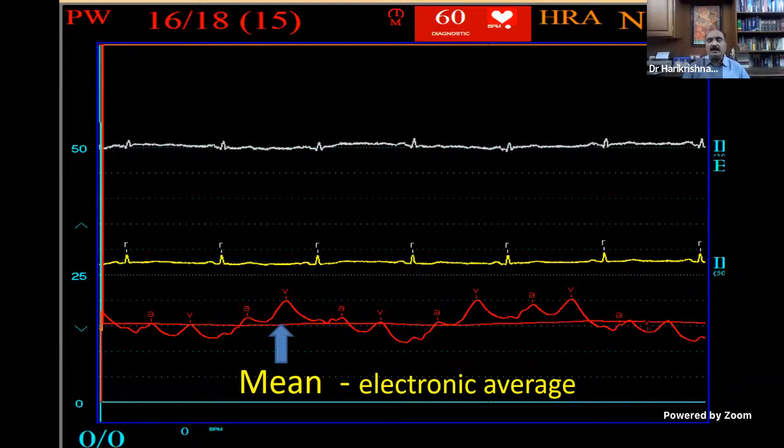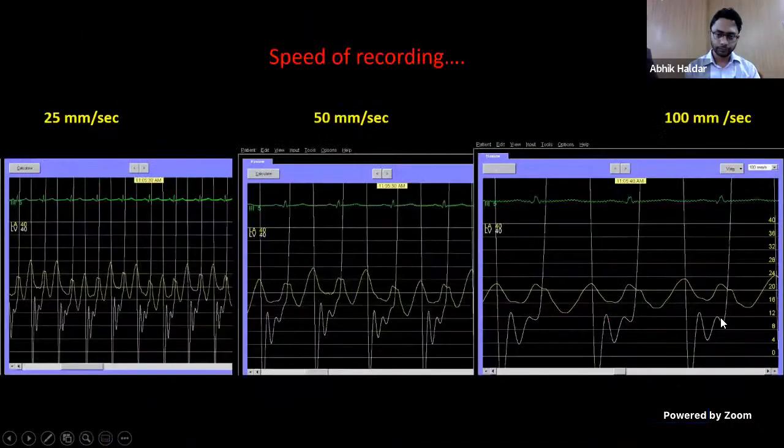Most of the machines will give a mean. This mean is an electronic mean. For example, in this atrial pressure waveform, you can see A and V waves are there. It is 18 and 16, and the mean generated by the machine is 15. Sometimes a mean line will be there along with the waveforms.